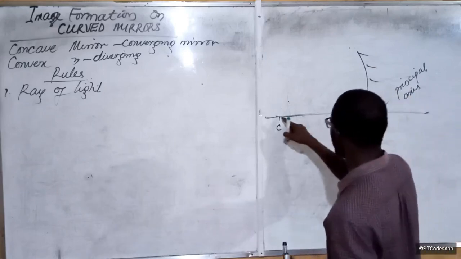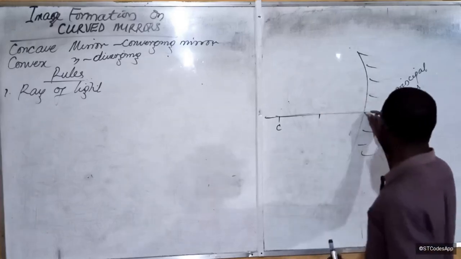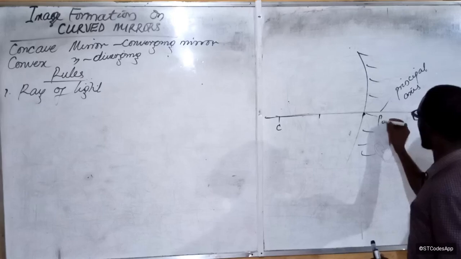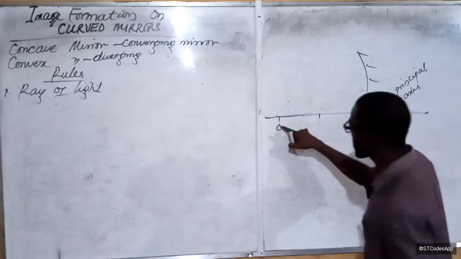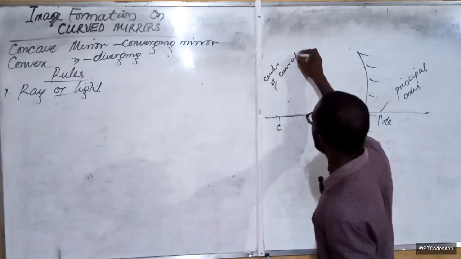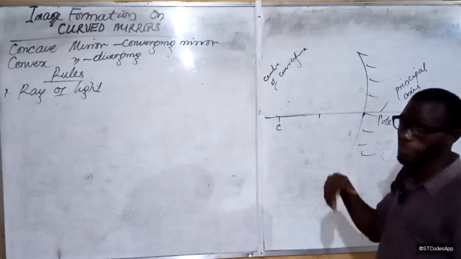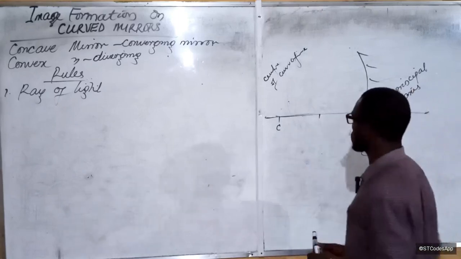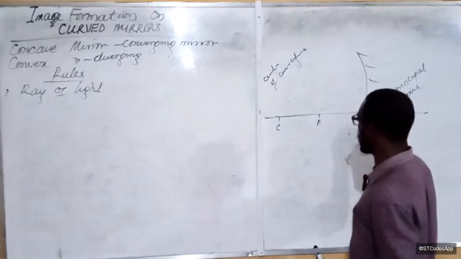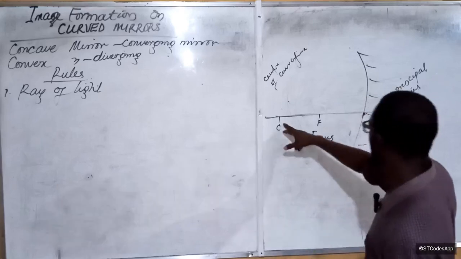And there is the midpoint between the center of curvature and the center of the mirror. The center of the mirror is called the pole, represented by P. And C is the center of curvature. In lenses, we are going to be calling them radius of curvature. The midpoint between C, the center of curvature, and P, the pole, is called the focus, F. So the focus is midway between the center of curvature and the pole.